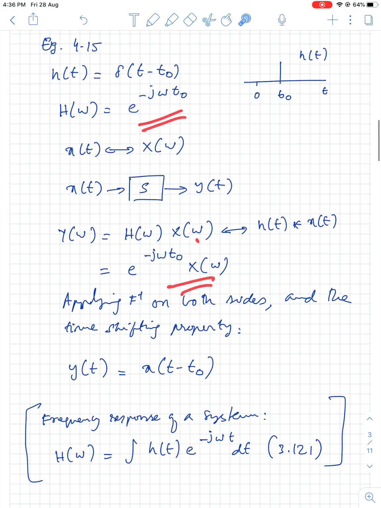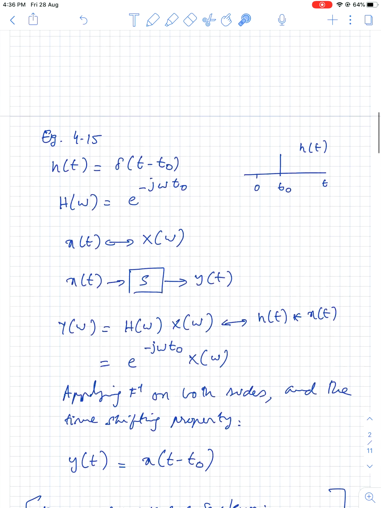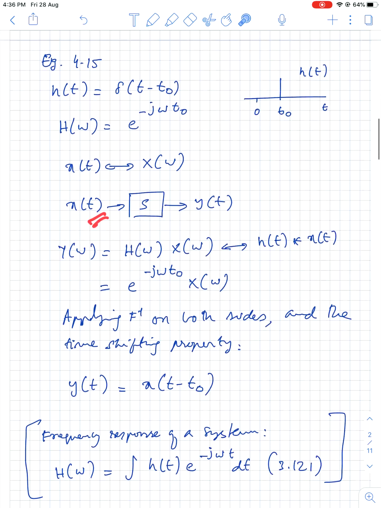If you apply the time shifting property here and you take the inverse Fourier transform, you get y of t equal to x of t minus t naught. Essentially this means that if this is the impulse response of the system, and you give some arbitrary input x of t, you get the output x of t minus t naught. Essentially it is a system which is a delay. This is the impulse response of a delay system, and this is the output for any x of t.